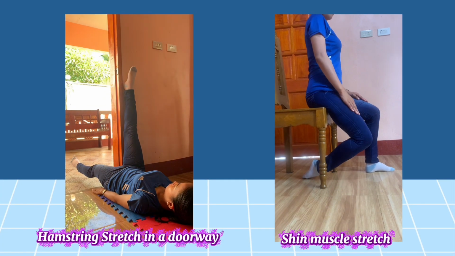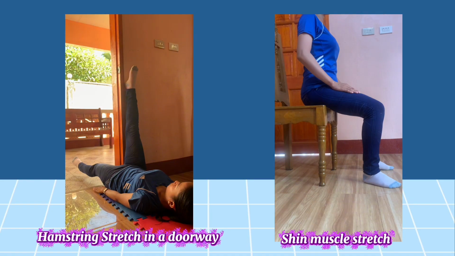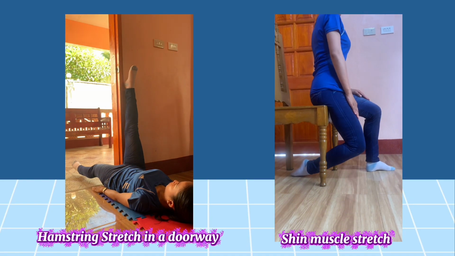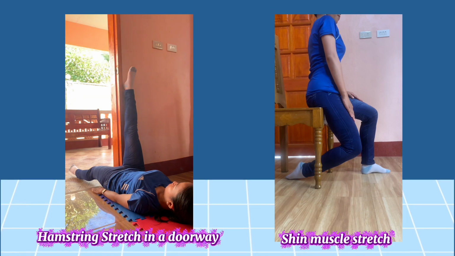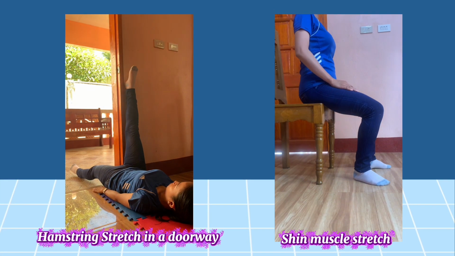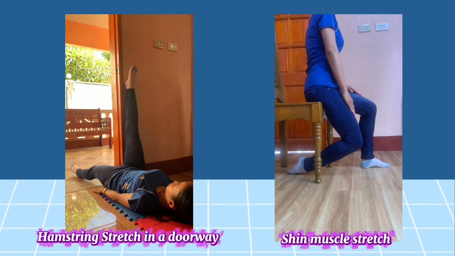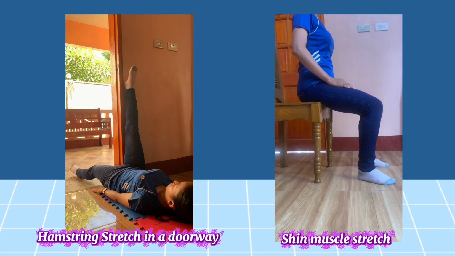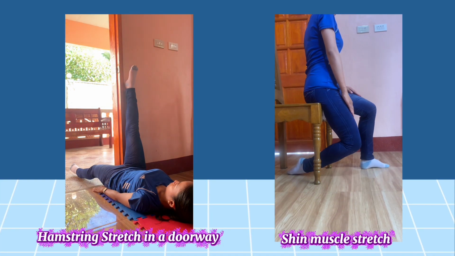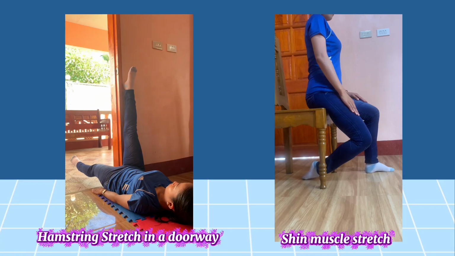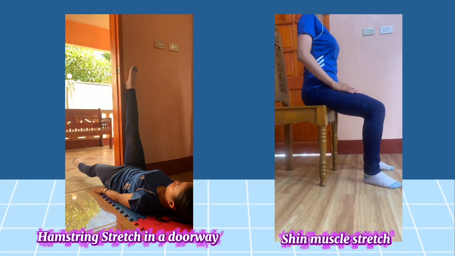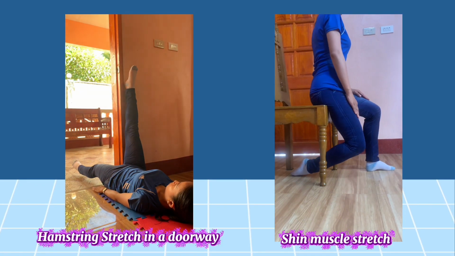These are the rehabilitation exercises for shin splints. First is the hamstring stretch in a doorway. First, you have to lie down with your other leg through the doorway. Be sure to stretch your affected leg. Hold the stretch for at least 1 to 6 minutes. Repeat 2 to 4 times.